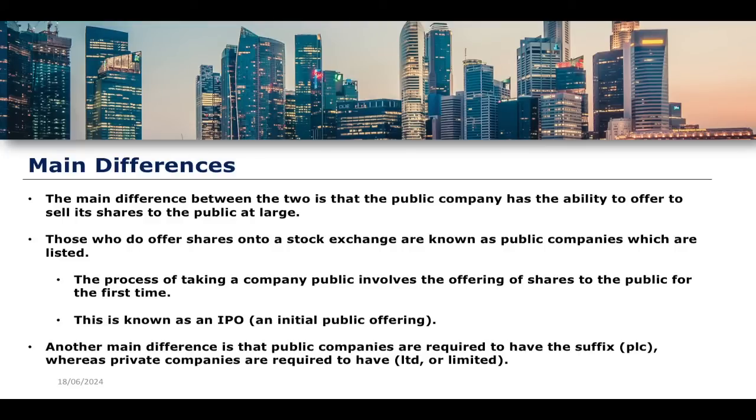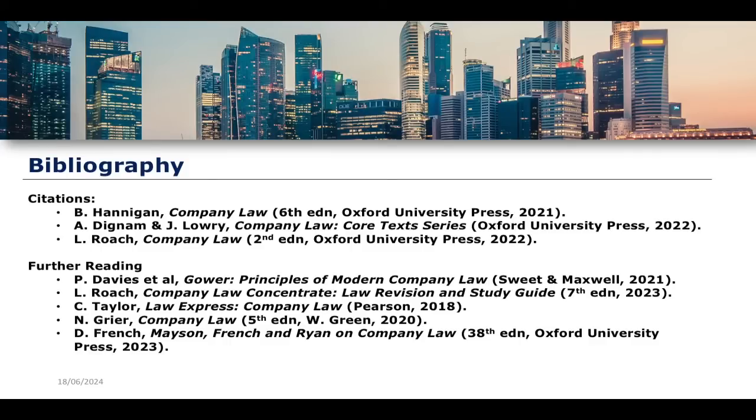Another main difference that we can see between a public company and a private company is the suffix that is required at the end of them. Public companies require the suffix of PLC, whereas private companies require to have either LTD or limited. Again, LTD referring to limited as well. You have the choice, if you are somebody who is making a private company, whether you want to have LTD at the end of it, or you want to have limited at the end as your suffix. And there you go. So those were the basic differences, the major differences between a public company and a private company.